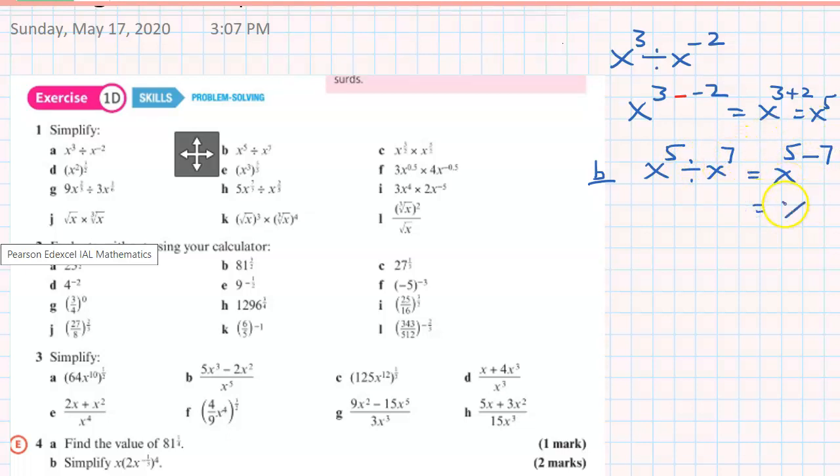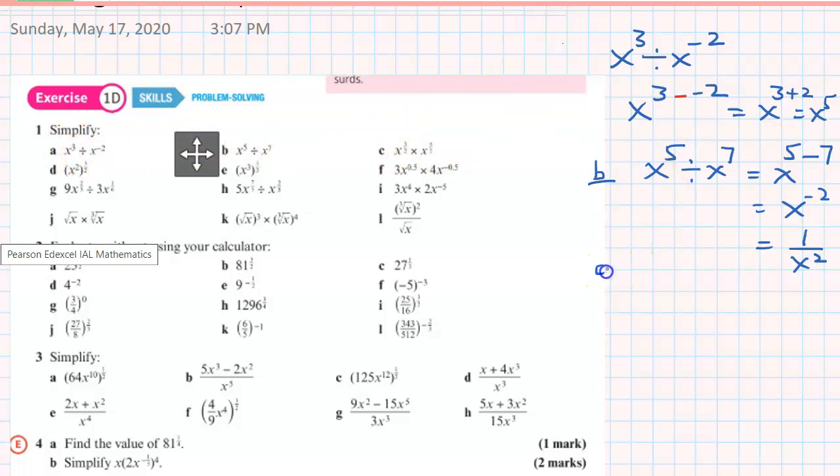So that is x to the power minus 2. You can also write this answer using the last rule: x to the power minus 1 is 1 over x. So it is 1 over x square.